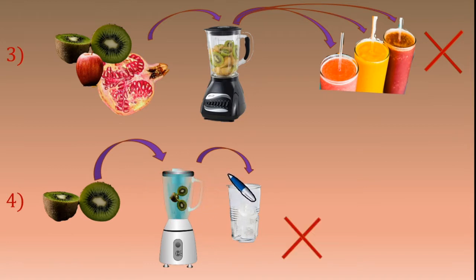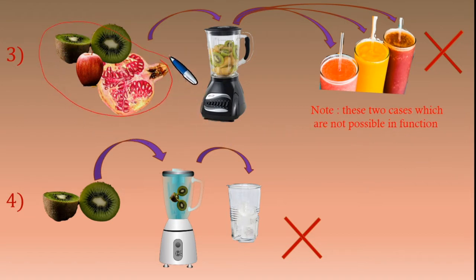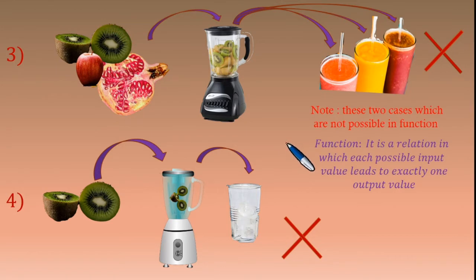So please try to understand here. These two cases are not possible in functions. The number of inputs may be one or more than one, but the output must be only one. More than one output, and not at all an output, these two cases are not possible in a function. Well, I have taken these four examples to make you understand the definition of function.